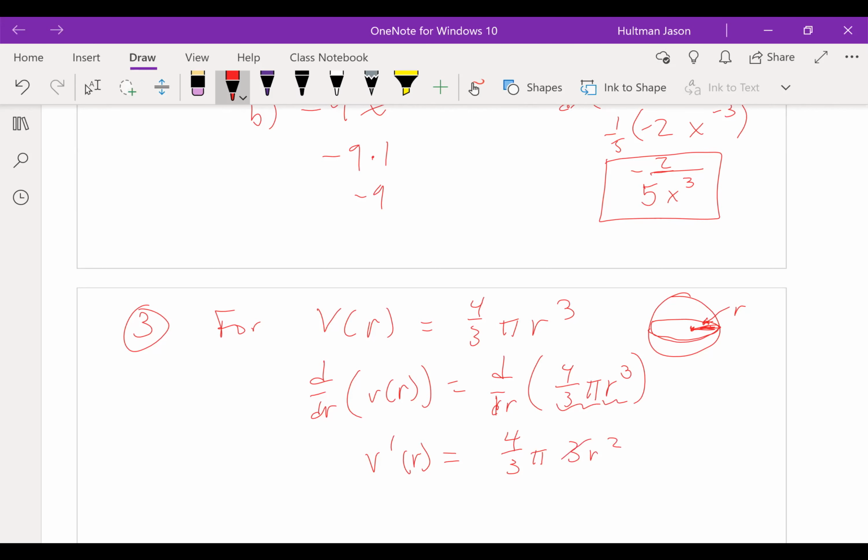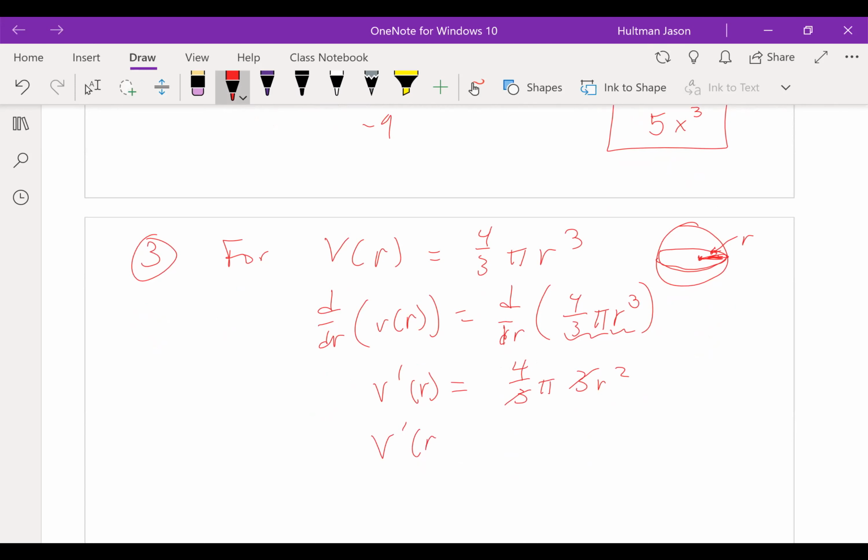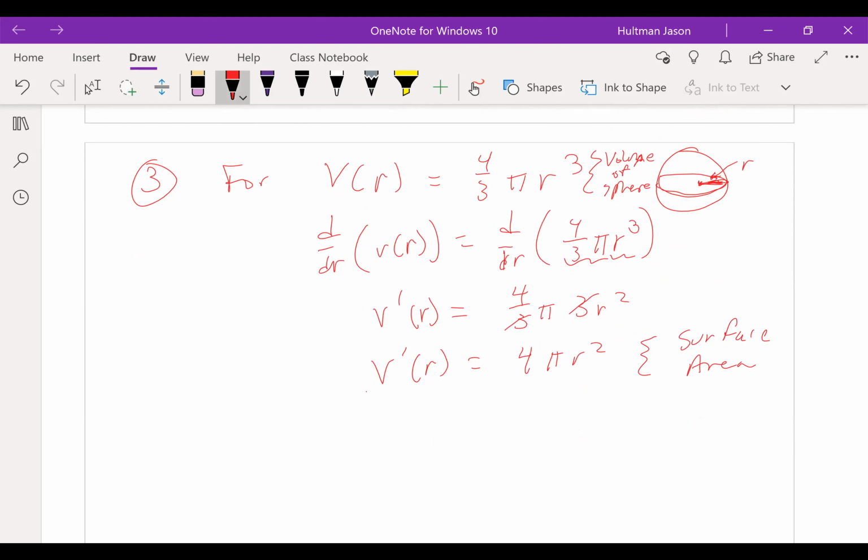Well, that's nice. So the 3's cancel out, and I'm left with V prime of r is equal to 4 pi r squared, and this is actually the surface area formula. So we went from the volume formula, this guy here is the volume, and we took the derivative and we got the surface area. So that's kind of cool. It's also called the instantaneous rate of change. This derivative is the instantaneous rate of change.